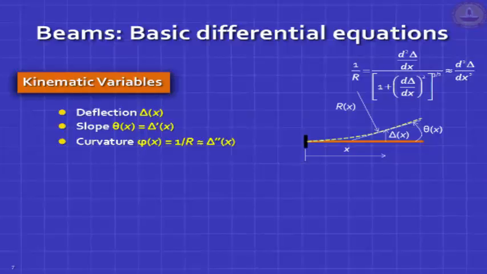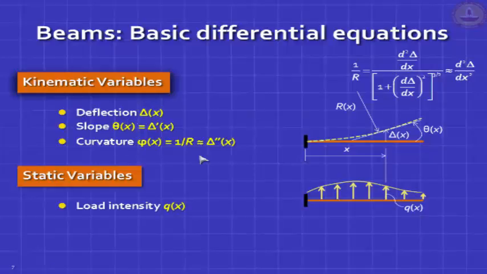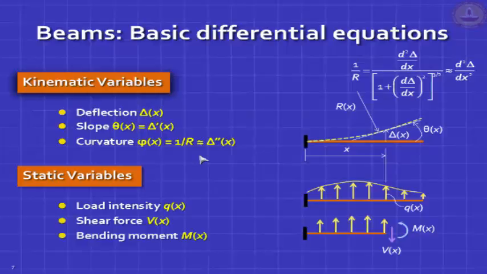1 by R has a complicated formula like this, as I explained on the first day, but d delta by dx is a small quantity, and so this can be assumed to be equal to the numerator alone, which is the second derivative of deflection. Okay, that's it. Similarly, we have relations of the static variables.